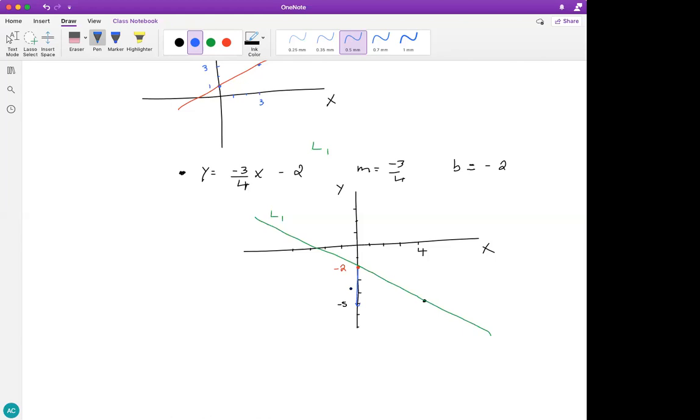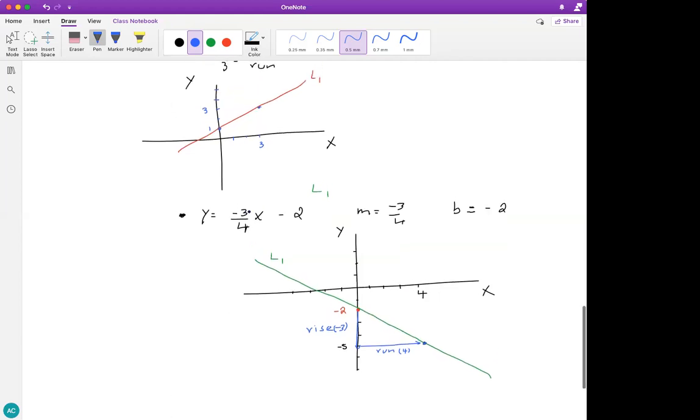Okay, so go down. So this is the rise, -3. And then we go to the right, that's the run, which is 4. 4 because of this, and this is going down 3 units. And you end up here, and that's our line. So first line, first point, starting point, the ending point, and then you do the line through both points.